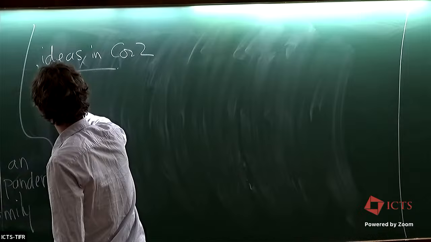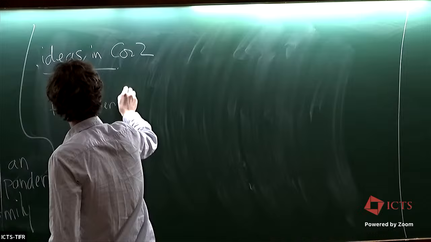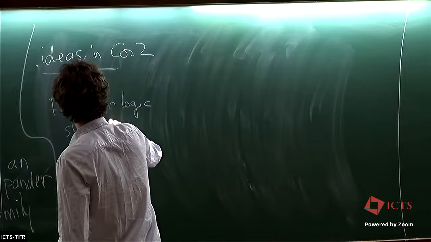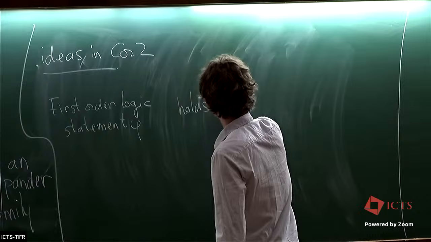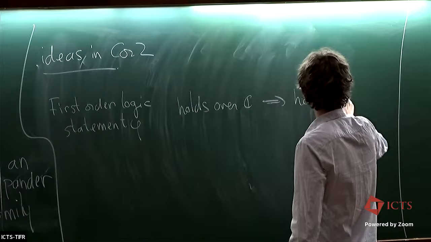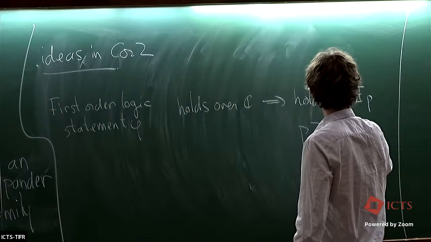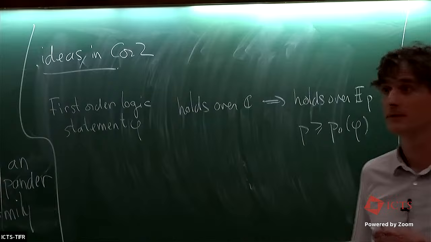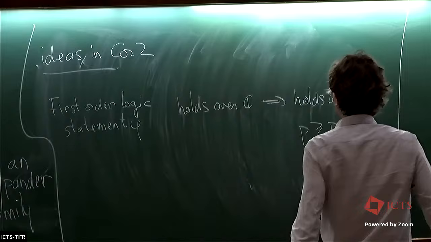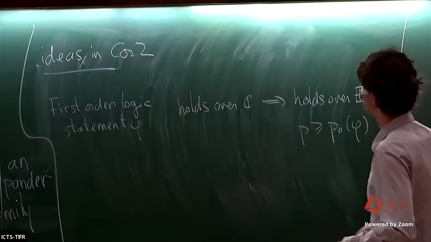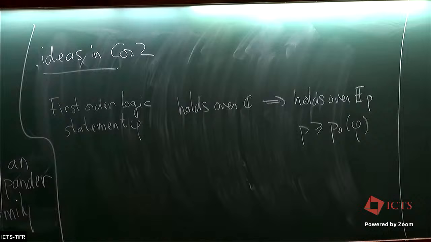The strategy is a very general principle: if you have a first order logic statement phi, if it holds over C, then it holds over F_p, provided p is sufficiently large, bigger than some p naught that depends on the statement. So this is a general fact. It's completely general, and essentially reduces to some effective Nullstellensatz. So if you have the Nullstellensatz, you can write down the equation.